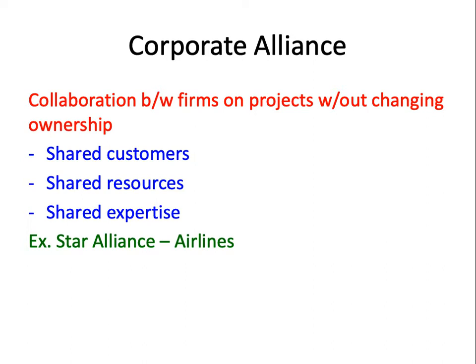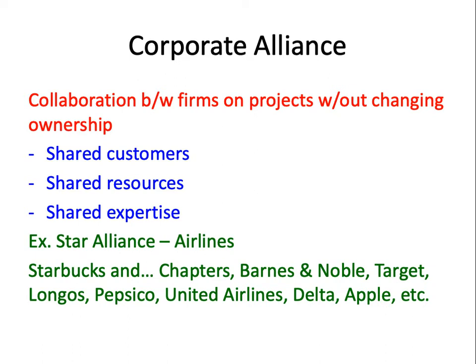Another example that you might be more familiar with or will see is if you look at your Starbucks cups and you think about where did you buy your Starbucks, right? Starbucks has many standalone kiosks and standalone, I guess, coffee shops. But you'll also find that Starbucks is in Barnes and Noble, is in Chapters, is in Target, is in Longo's. They have deals with PepsiCo, United Airlines, Apple. All these types of places, Starbucks has made alliances with some of these companies to operate in their places of business, right?